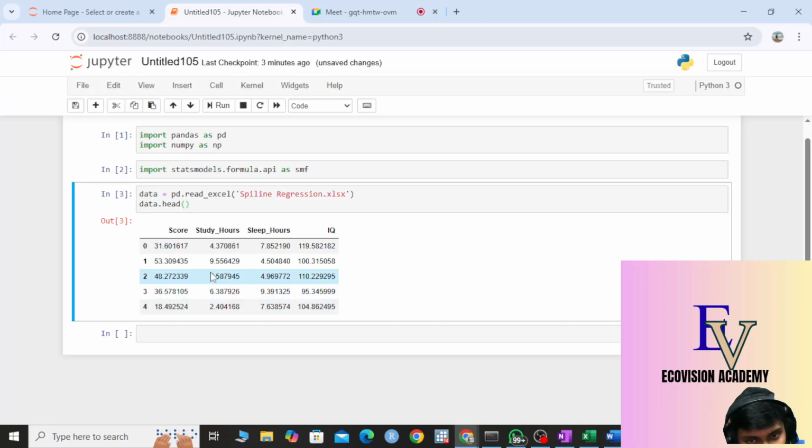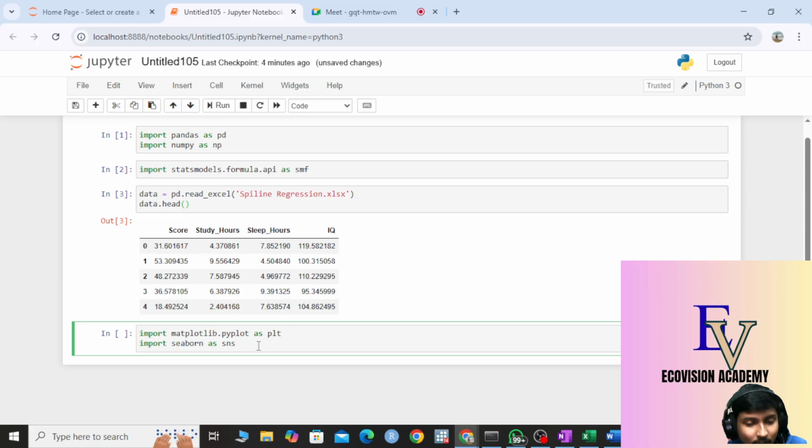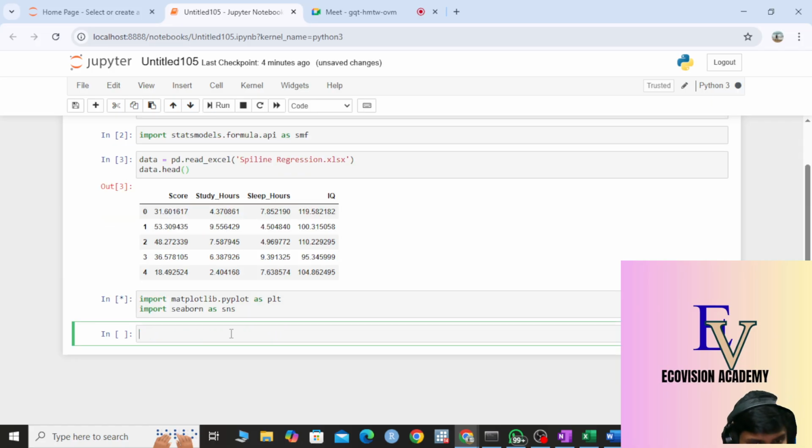These two lines I will also copy and paste here. Matplotlib.pyplot is used for visualizations, and seaborn is also used for visualization. If I ignore seaborn here, what will be the problem? There will be a problem because I want to generate a higher order of scatter plot. Matplotlib.pyplot will work to some extent.